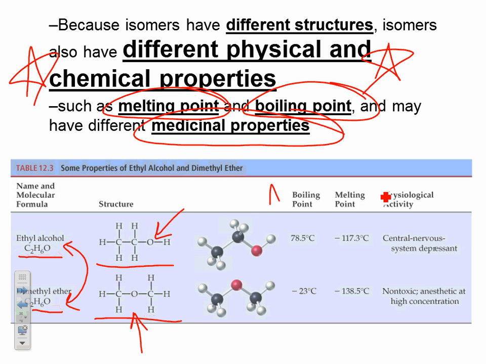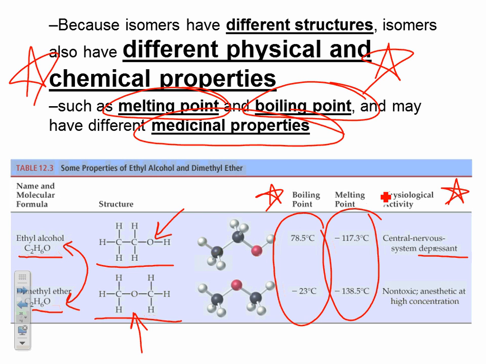When we then look at their properties, notice we have very different boiling points, very different melting points, and in terms of physiological activity, meaning the effect on the body, ethyl alcohol is a depressant, so it puts you down. It kind of knocks you out, well, not knocks you out, but makes you tired, makes you sleepy. And then on the other hand, we have diethyl ether, which is an anesthetic. These are completely different properties, so they affect the body in very, very different ways. So different arrangement of atoms, different properties.